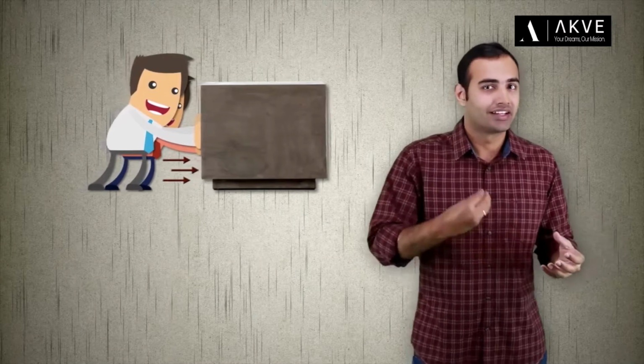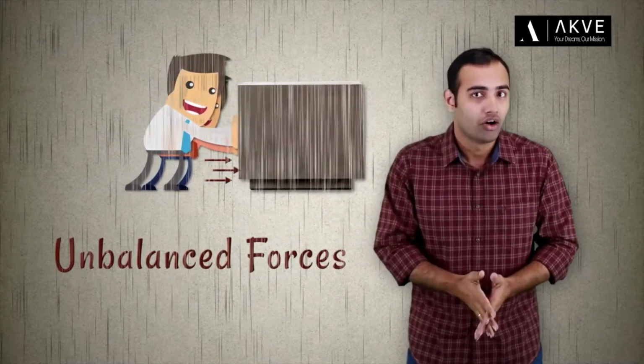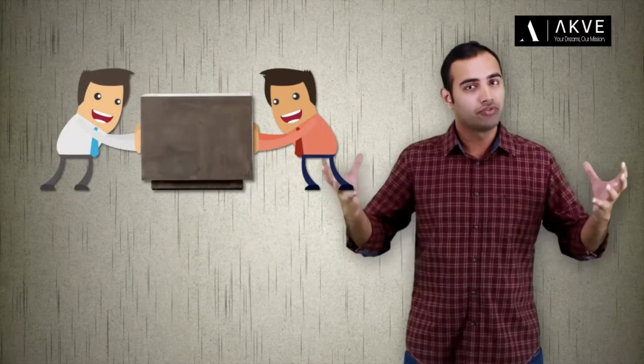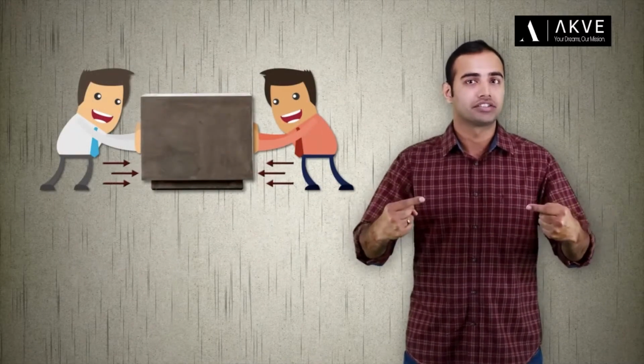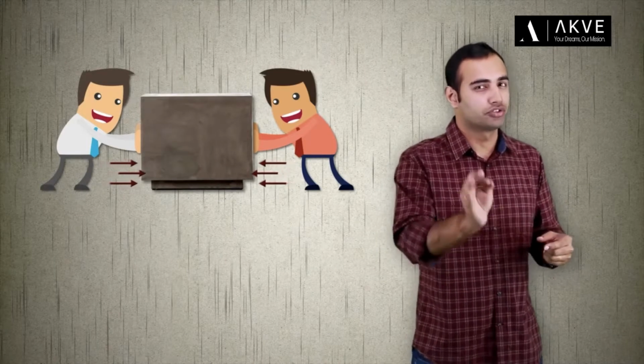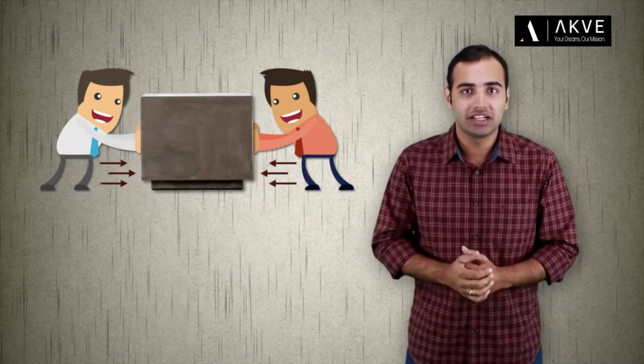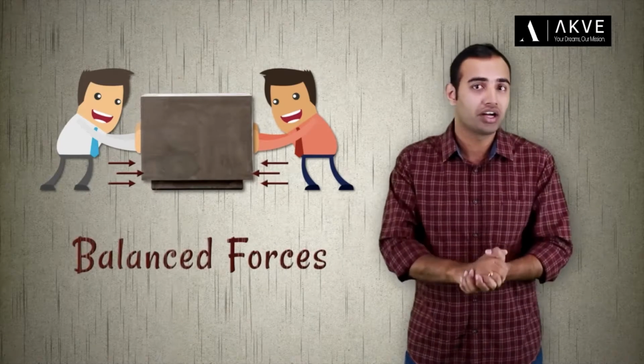However, let me augment this with an example. So, if two guys capable of exerting equal amounts of force push a block together in the same direction, we have a non-zero resultant force. And in that case, we can say that net force acting on the block is unbalanced. On the other hand, if the two guys apply forces on the block from opposite directions, we'll have a net resultant force of 0. And in that case, we can say that all the forces acting on the block are balanced.